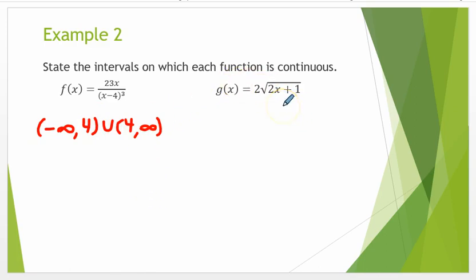Here's another example that might be a little bit trickier, because the rule for radicals is that the inside of the radical, which is 2x plus 1, needs to be greater than or equal to 0. Otherwise, it ends up being an imaginary number, and we're not dealing with those right now. So when is 2x plus 1 greater than or equal to 0? Well, I can solve this just like an equation by subtracting 1 and then dividing by 2.